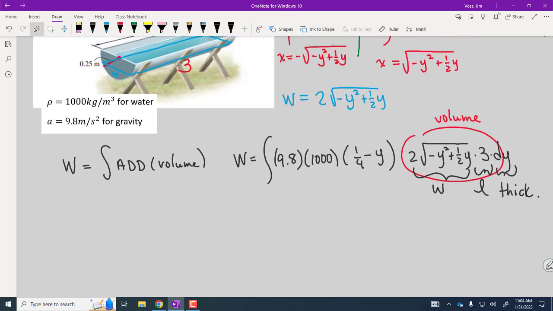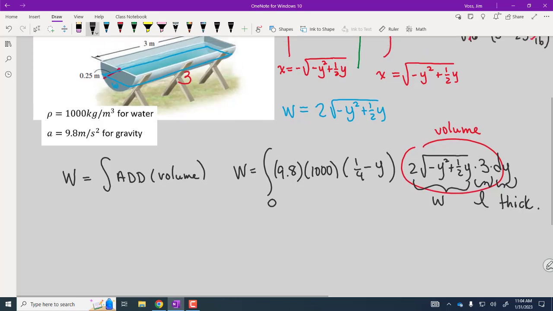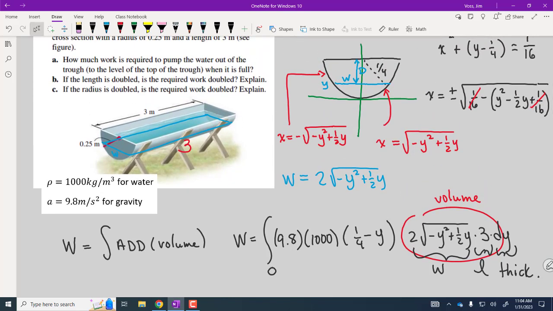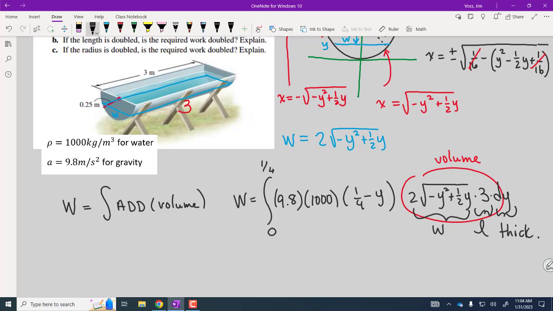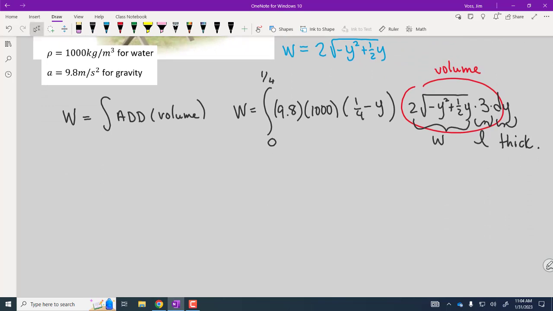Okay. And then our limits of integration, what do you think? Zero to 1/4. So the way we set it up. Now, if you set it up with the circle centered at the origin, you would be going from -1/4 to 0. Because if you put your origin up here, then this curved part of the trough would be below your x-axis, so then you'd be going from -1/4 to 0, which is the part I don't like about doing it that way. I'd rather go from 0 up to the top. So 0 to 1/4. All right, there we have our setup.